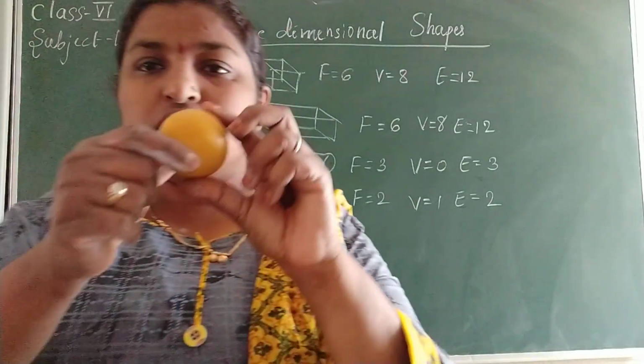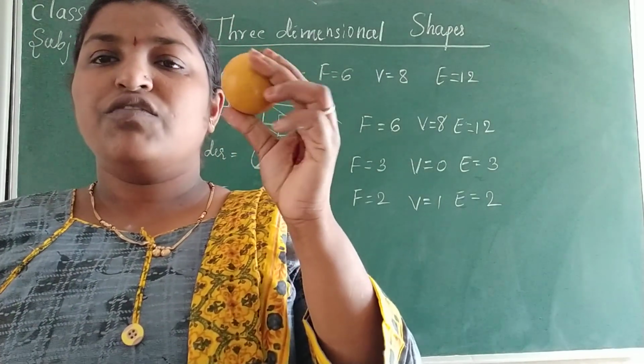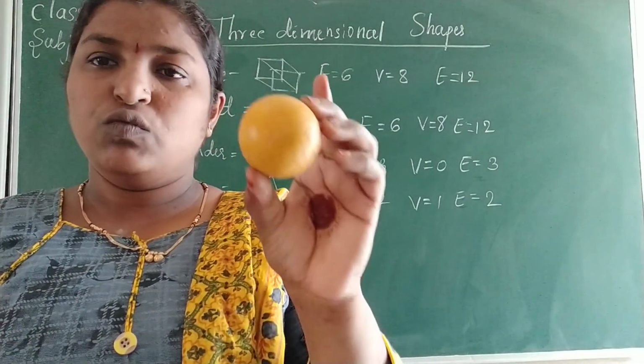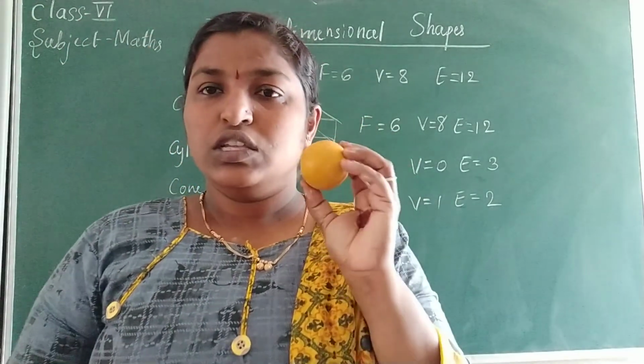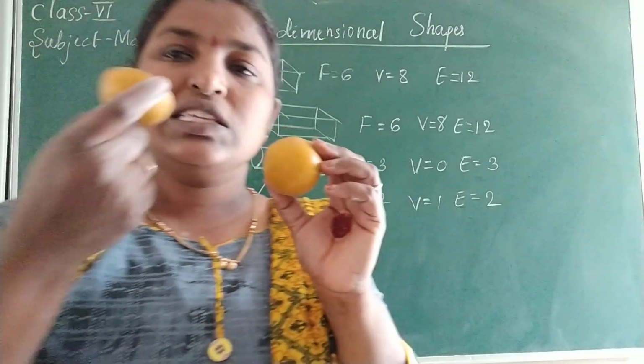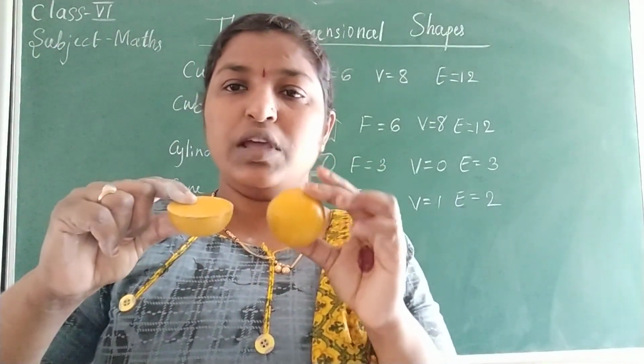Next, the sphere. You know, this is a sphere. A sphere has only 1 circular surface. It does not have any vertex, corners or points. This is a sphere, and this is a semi-sphere. It means half of the sphere.